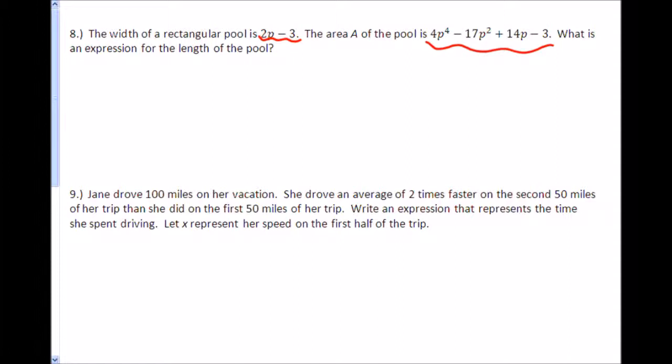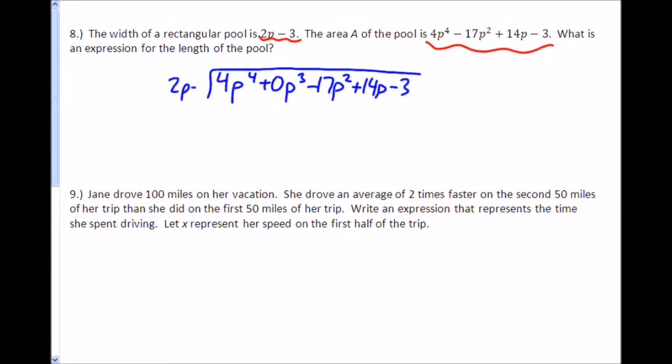So I'm going to take the 4p to the fourth minus 17p squared. And when I do my division, remember I need to put zeros in for missing terms. I'm missing the p to the third term, so I put a 0 in its place. Write everything else down. And I'm dividing by the 2p minus 3.